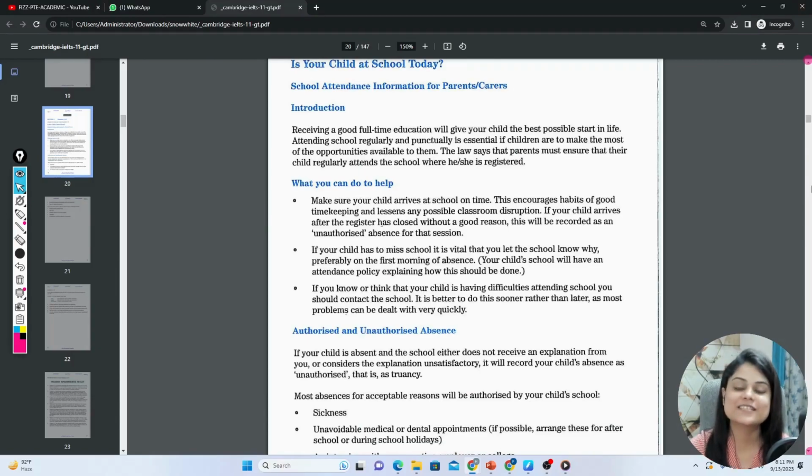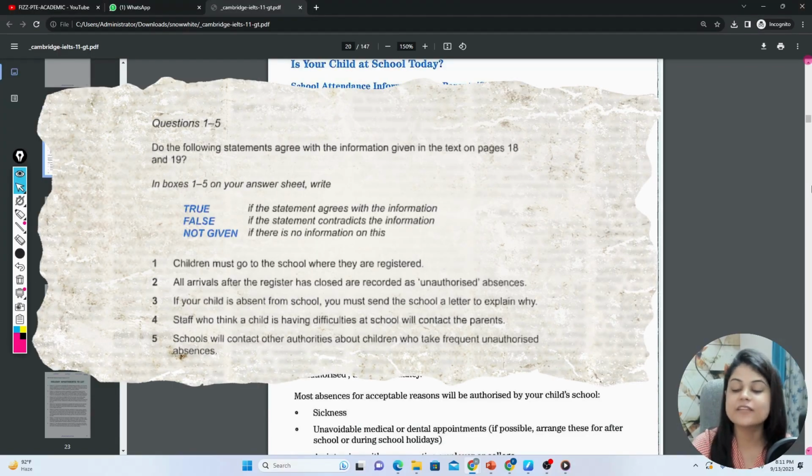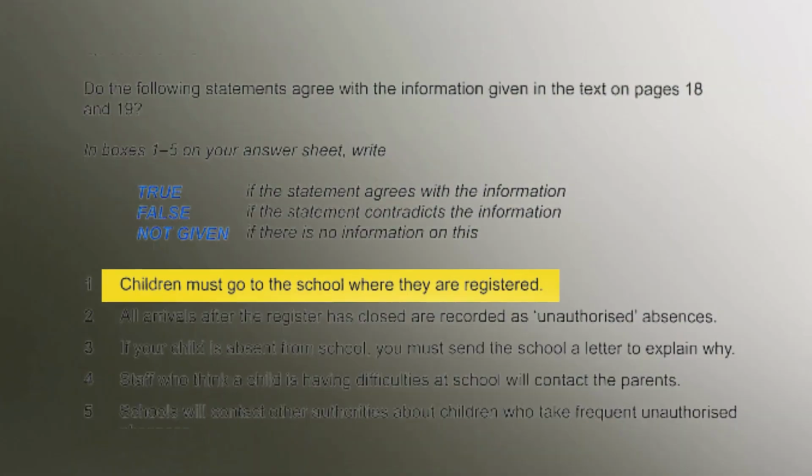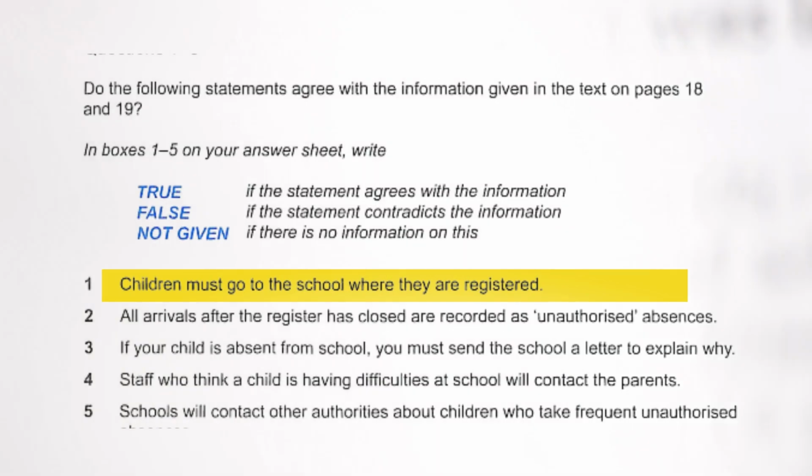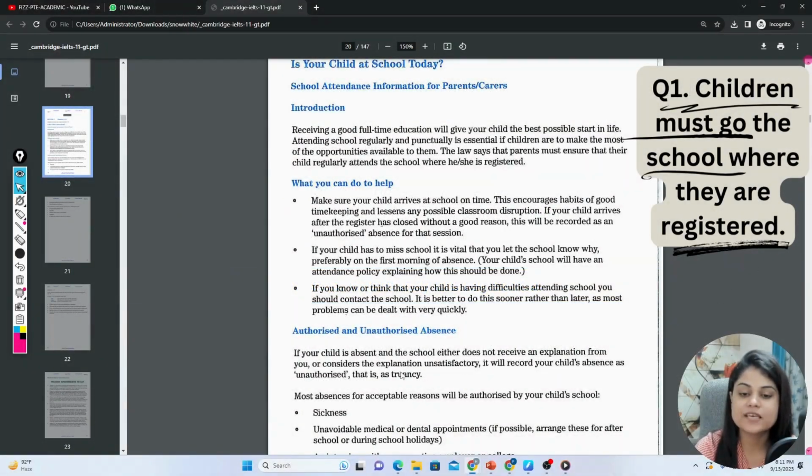Okay guys, let's start with the very first question. Question number 1: children must go to the school where they are registered. You can see the question on the screen. First you have to mark the keywords, and the keywords over here are children, must go to school, and registered. The very first thing that you have to do is mark the keywords. And how are you going to mark them?